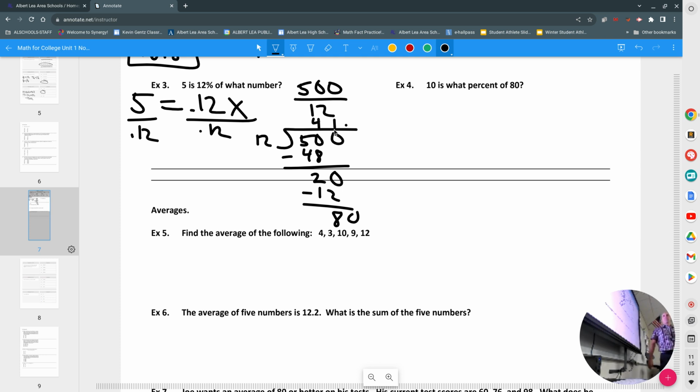All right, let's look at example 4. 10 is what percent of 80? Write the equation on your own. See if you can write the equation. Don't worry about solving it. We'll solve it together, but try to write the equation. Go ahead.